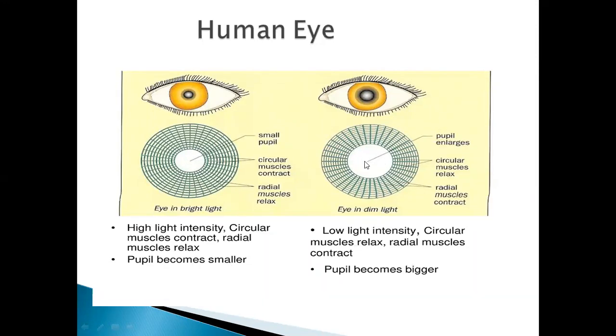But what happens in low light intensity? You can see this hole of the pupil becomes enlarged in size. Why? Because circular muscles relax here and radial muscles contract. So their relaxation and contraction decide the size of the pupil. Will it be small or enlarged? Is it clear?